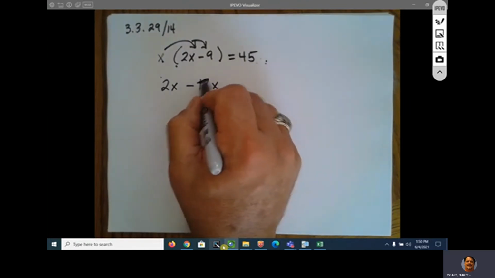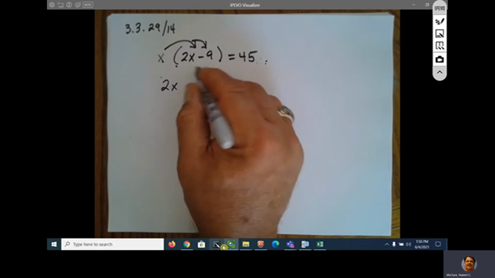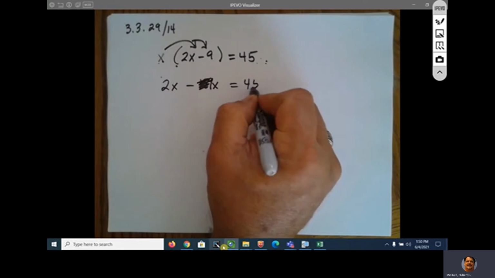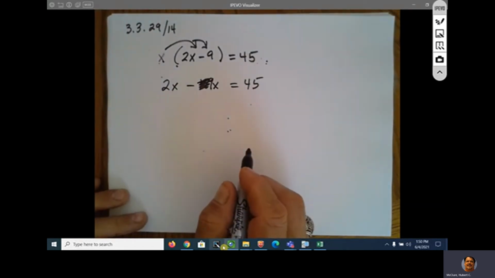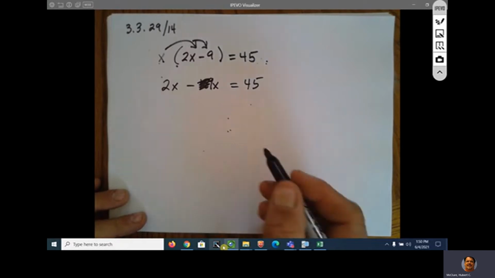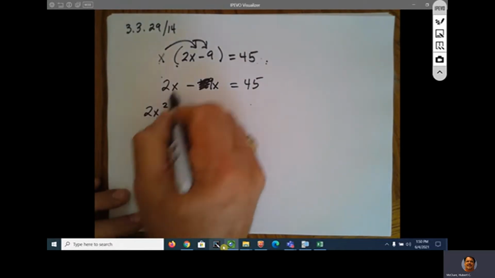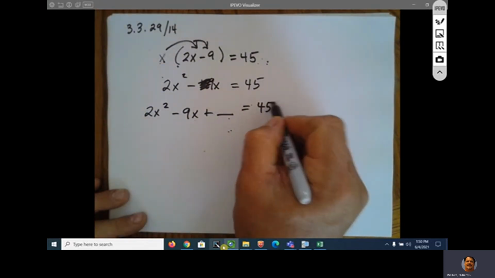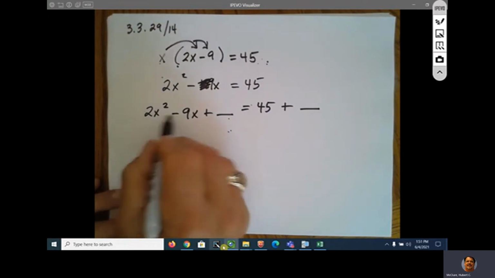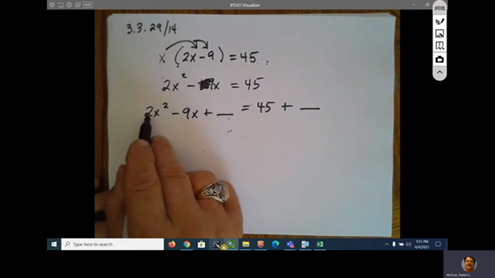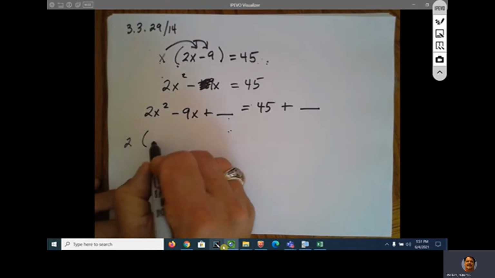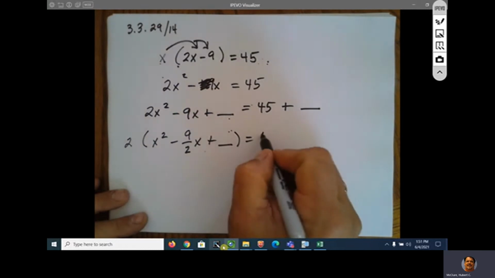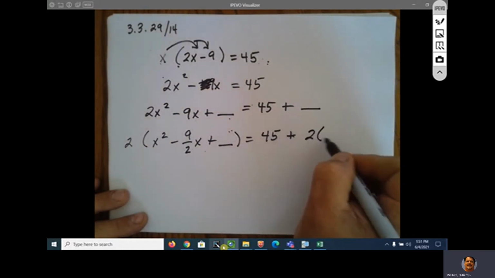I'm sorry, I just had a brain bubble there. I thought that was a 2. That was 9x equals 45. I'm going to use complete the square because, as I told you in the videos, completing the square is very important. 2x squared minus 9x plus blank is equal to 45 plus blank. Factor out a 2 because you can't do complete the square until this is a 1. So that would be 2 times x squared minus 9/2 x plus blank is equal to 45 plus 2 times blank.